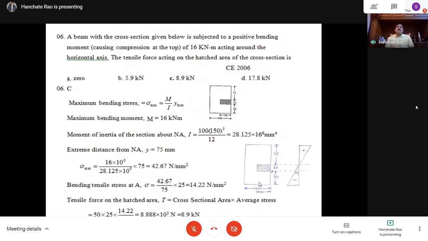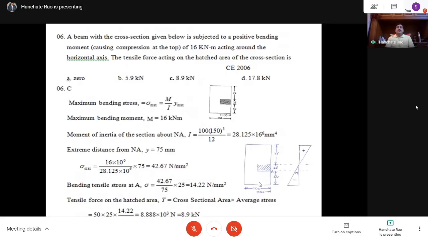A beam with the cross section given below is subjected to a positive bending moment, causing compression at the top. Sagging bending moment is considered as positive, so he is taking sagging bending moment as positive. What is the value of the moment? 16 kilonewton meters acting around the horizontal axis.